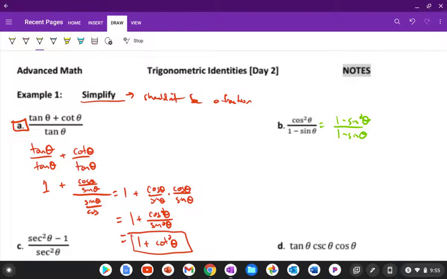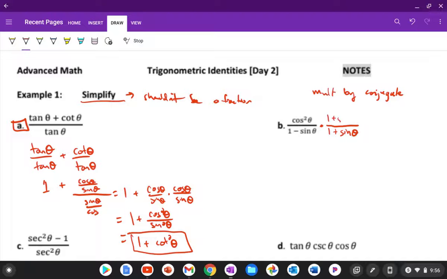There's one like this. I think it's number 2 on your homework as well. What you actually want to do in this one, I'm not sure if you've ever seen this before. You might have, but it's called the conjugate. We're going to multiply by the conjugate of the denominator. You might have seen multiplying by the complex conjugate when dealing with i's and denominators maybe. But the conjugate is just basically the denominator except with an opposite sign. So we're going to multiply this by 1 plus sine of theta.